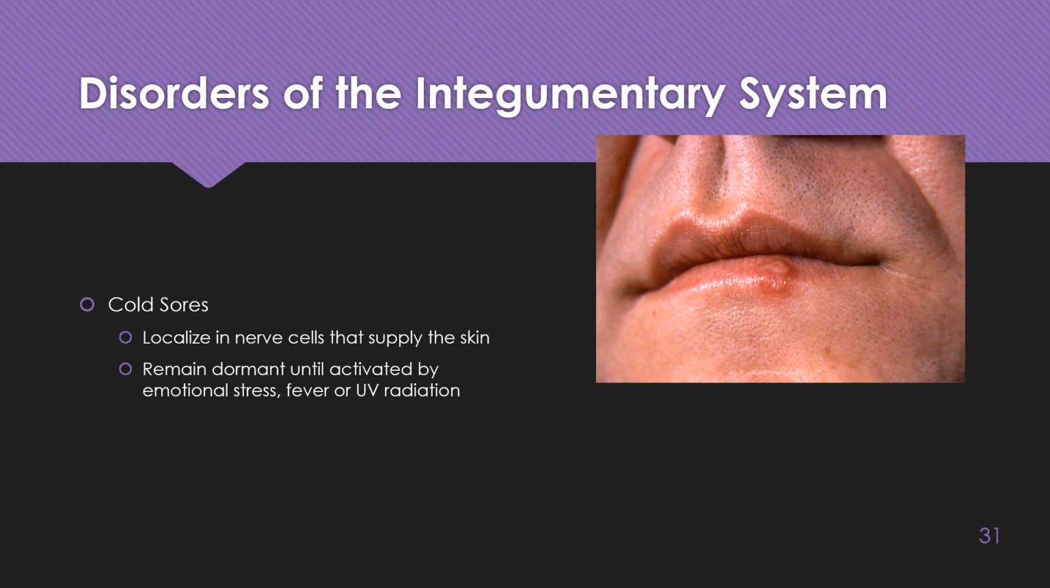But basically, again, the virus localizes in the nerve cells that supply the skin, and they remain dormant until activated by either emotional stress, fever, or UV radiation. So again, those are the main triggers for cold sores. And it just is kind of like a little bubble that you get on your lip or wherever you might get them.